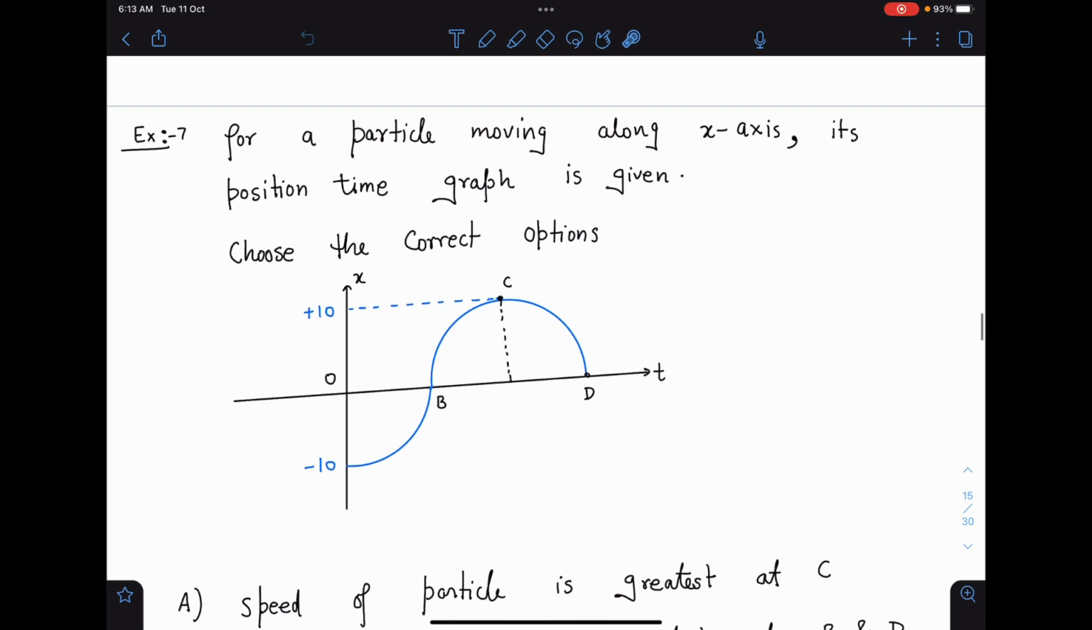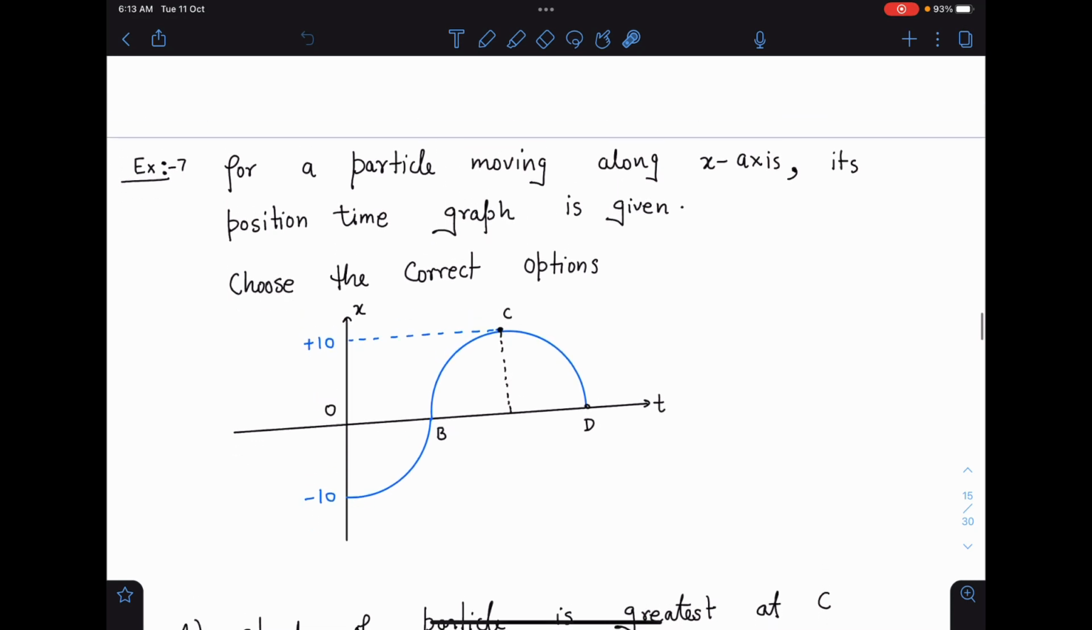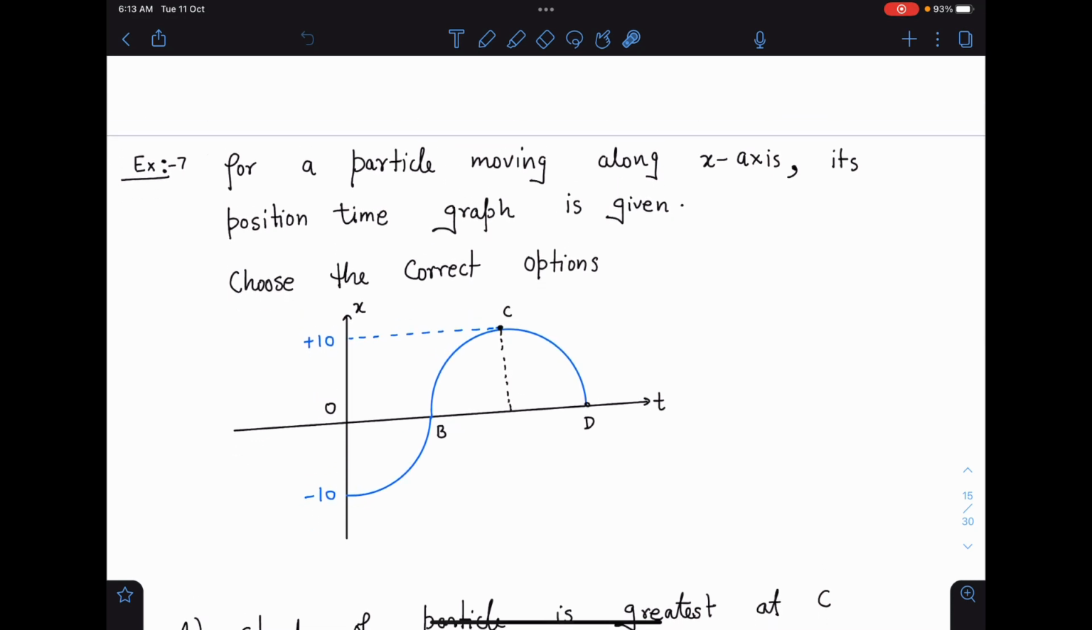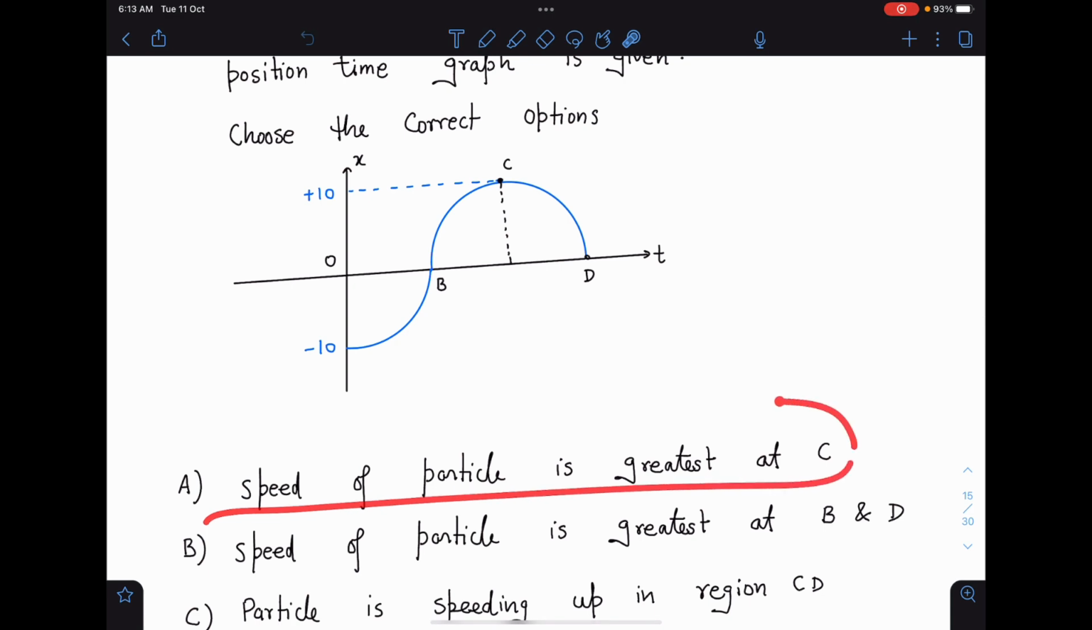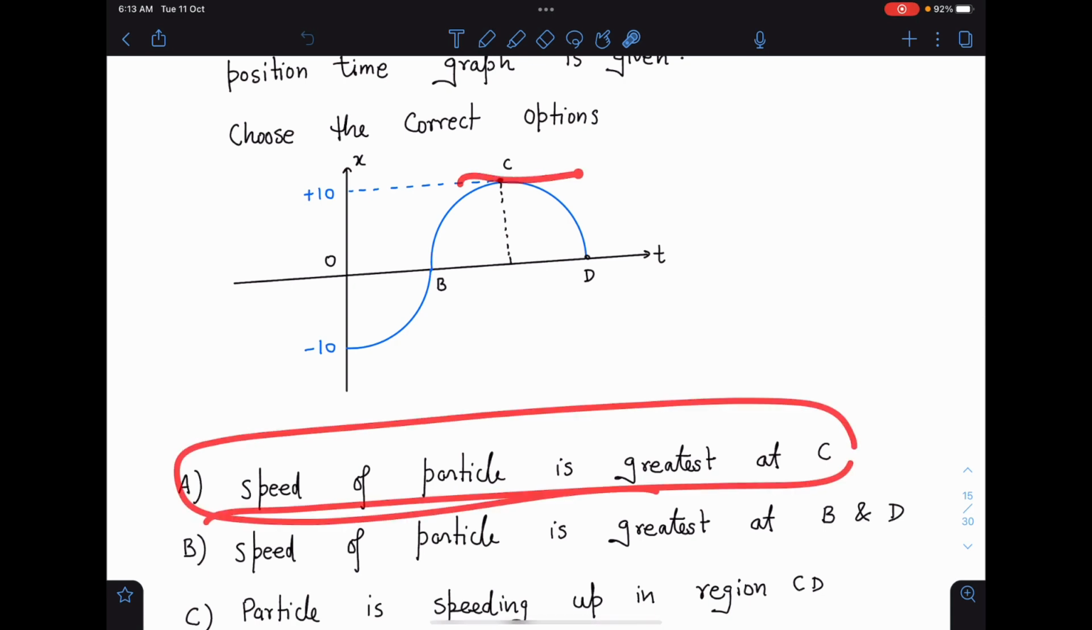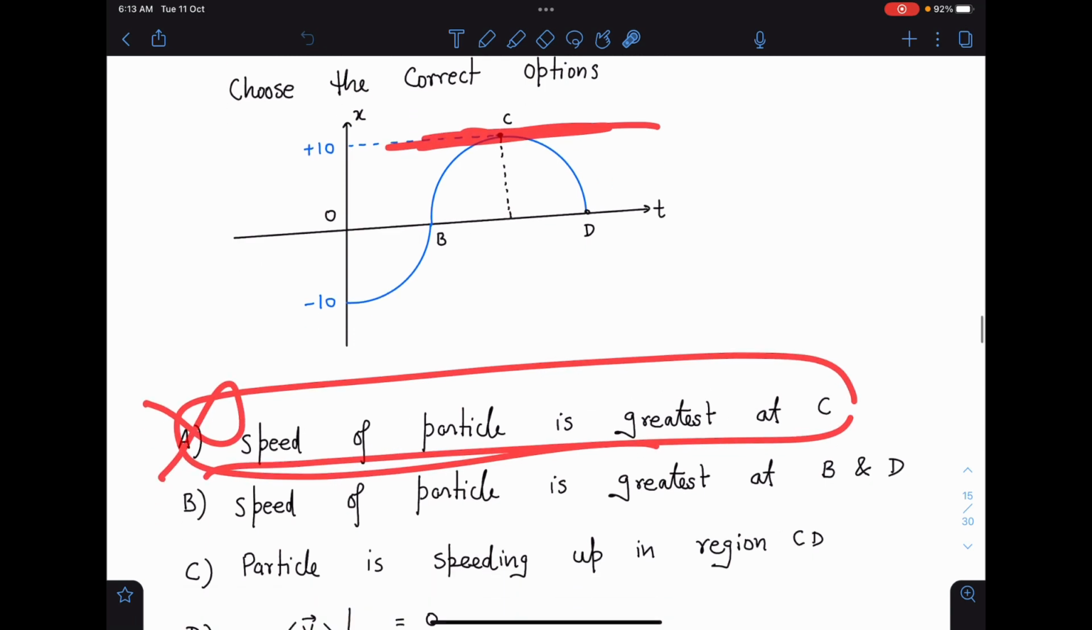Next point, for a particle moving along x-axis, its position time graph is given. So it's like one quarter of the circle, then another quarter of the circle, and then another quarter of the circle. Now we have to choose the correct statements using this data. Speed of particle is greatest at C. So C, it is horizontal, so it is definitely 0. A is wrong. Straight away I can say.